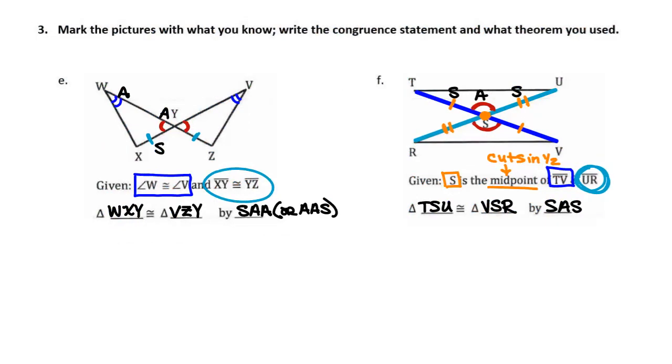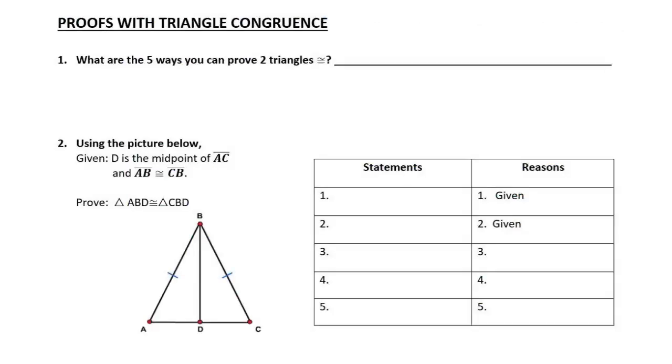I want you to skip the next page, so turn it over on the back side. So fourth piece of paper, just flip right over. We're going to do some proofs with triangle congruence. Do you guys remember doing proofs? Oh, it's everybody's favorite.